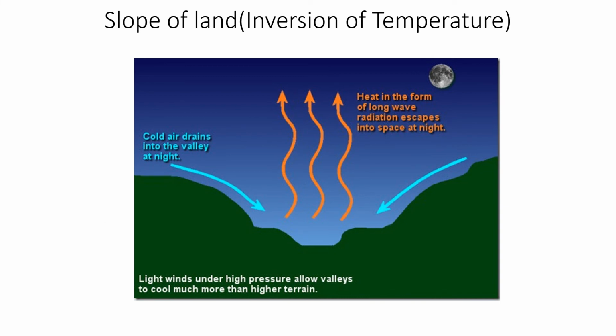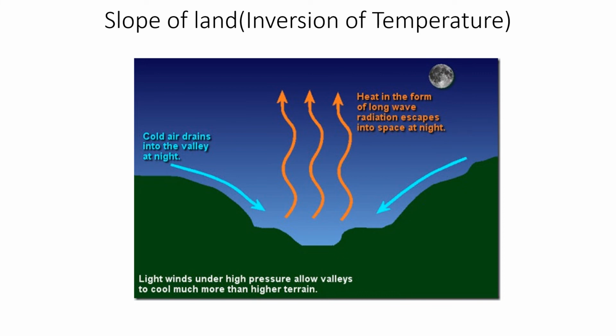The temperature decreases at the rate of 1 degree Celsius per 166 meters of altitude. This is called normal lapse rate. There are, however, some places where certain special conditions in the lower atmosphere produce a reversal of the normal lapse rate so that temperature actually increases with an increase in altitude. This is known as inversion of temperature. Now let us understand why this happens.